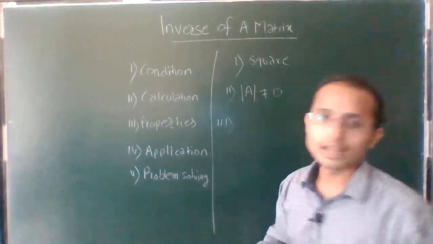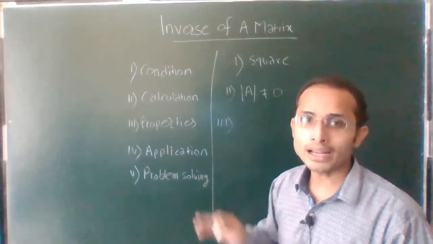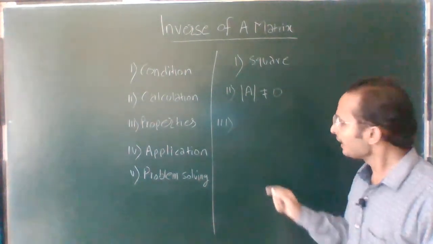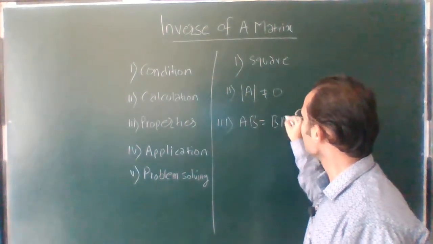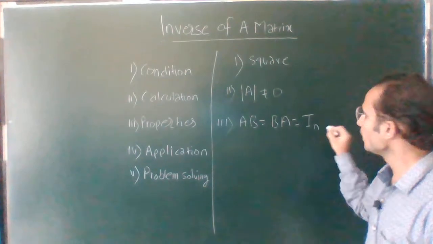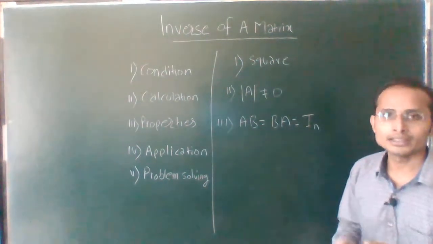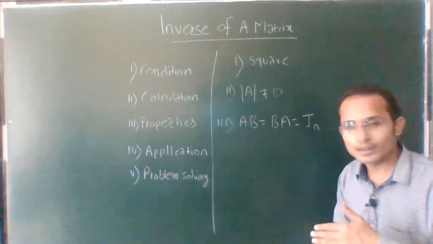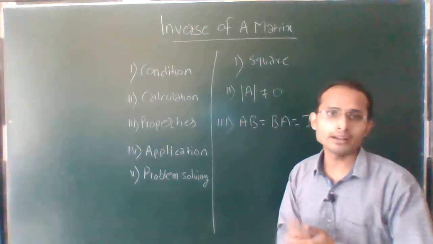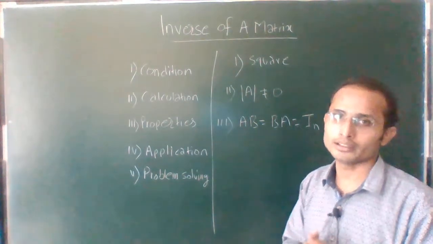Third one: let's say we have two matrices A and B, both square and non-singular. Then in that case, we can write AB = BA = I. If two matrices A and B satisfy this condition, then we can say that A is the inverse of matrix B as well as B is the inverse of matrix A. It means both A and B are inverses of each other.